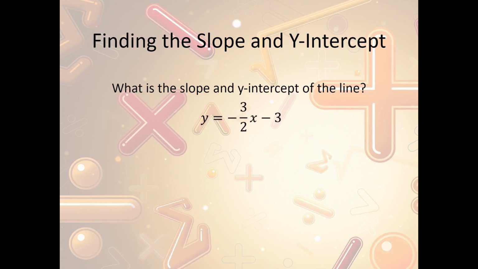Let's look at another example. We have y equals negative 3 halves x minus 3. Well, same thing. It's a slippery slope to get hung up on your x. So the slope is the one that's attached to the x, which is negative 3 halves. So that's my slope. And my y-intercept is the lonely one. Well, the lonely one in this case is negative 3. So B is -3. So that's how I find the slope and y-intercept from an equation.